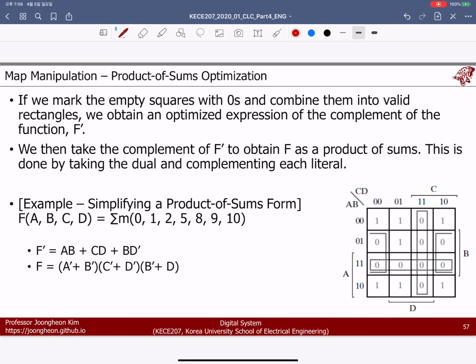And then we have the other trick. Here, when you look at the ones, they are very complicated, but when you look at the zeros, we have these ones, this one, and this one, and that's it.